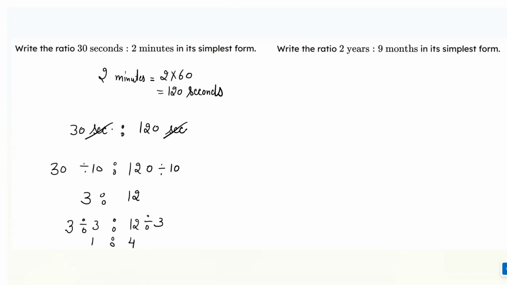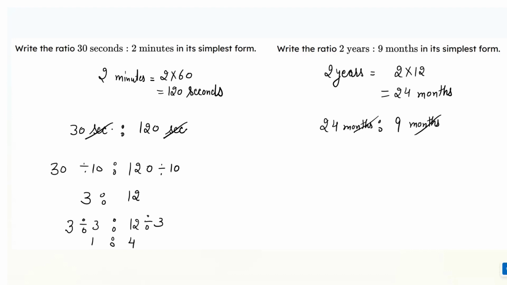Now, the next part, if you can see, is about years and months. Years is the bigger unit, and we have to convert it into months. So 2 years will be equal to 2 times 12, which is 24 months. Now, in place of 2 years, we'll write 24 months ratio 9 months. Now the units are the same, we can cancel them. Now the numbers are 24 ratio 9. Both are divisible by 3. We divide them by 3 and we'll get 8 ratio 3.